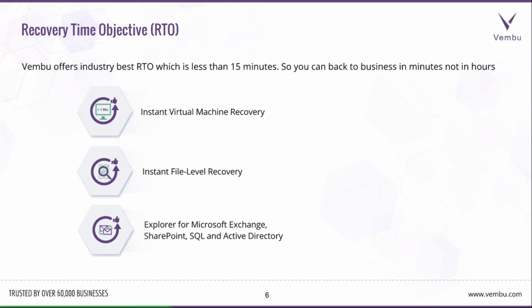So when we say we can achieve an RTO of less than 15 minutes, how can we do it? We have three major levels of recovery. One is instant virtual machine recovery. Say if the backed up machine is down, you can immediately spin that machine up as a VM on the backup server. Then instant file level recovery, where you can do a granular file and folder level restore from the backed up machine. And for applications like Exchange, SQL, SharePoint, Active Directory, you can even do an application level recovery, that too in a granular form, with Vembu VMBackup.